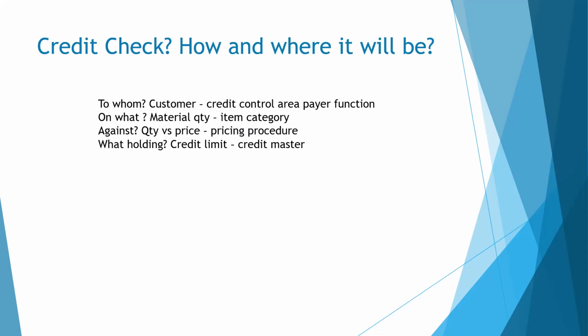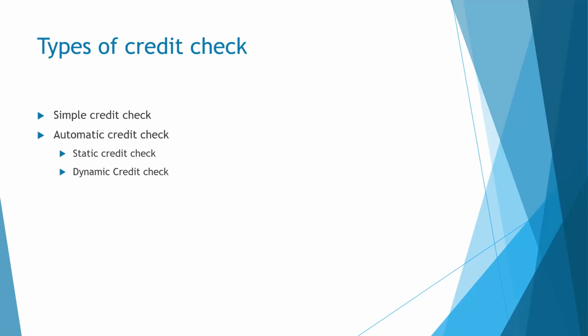Okay. Next slide, we'll try to understand what a credit check is. You already know that whether it is within the credit limit, above the credit limit, or matches the credit limit, based on risk category it is going to block your order, delivery or billing. So, types of credit checks: one is simple credit check and the second one is automatic credit check. Automatic credit check in turn, by SAP definition, has static credit check and dynamic credit check.